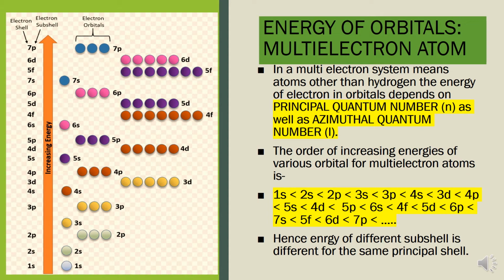The reason is that in a multi-electron system, the energy of electrons doesn't depend only on the principal quantum number. Rather, it depends on the azimuthal quantum number, that is l. How does it depend and what is the cause? Let us discuss that.